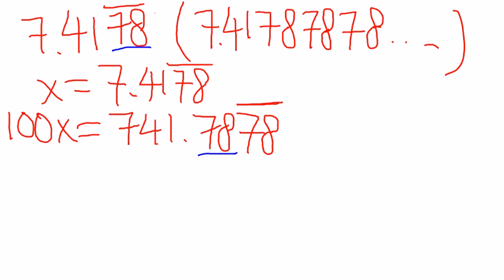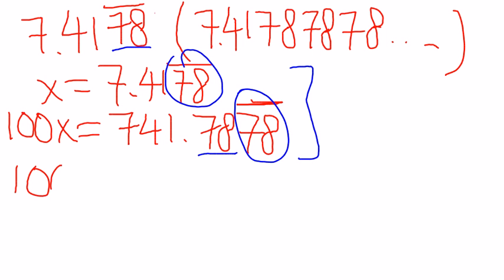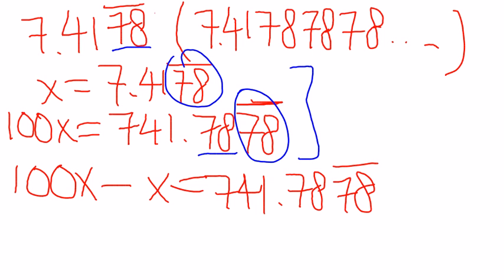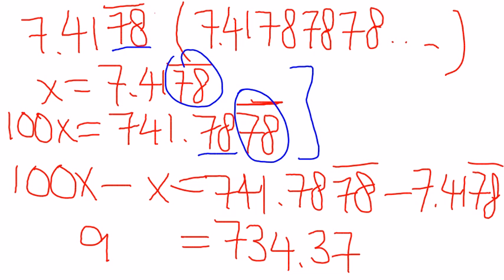Essentially speaking, the repeating pattern now starts exactly right after the dot, but in this case we can just look at this repeating pattern starting from here, because if you subtract the first equation from the second one, you should be able to cancel out the repeating pattern here, right? So please let me know the answer here. 100x minus x becomes 741.7878 minus 7.4178, and the repeating pattern has the same location, which means we can cancel it out to get the following number. To get this number is the same as 99x.